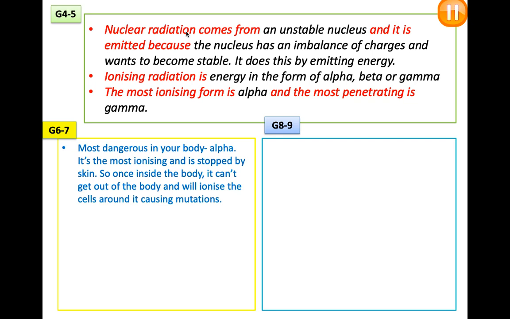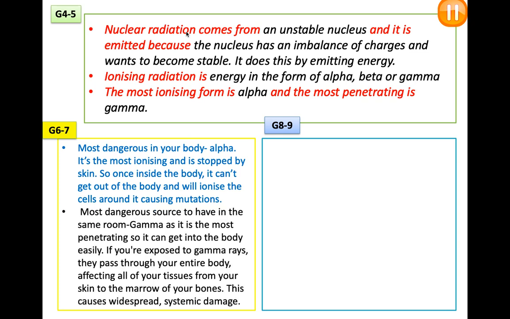Grade 6 to 7, the most dangerous in your body is alpha. It's the most ionizing and is stopped by skin. So once inside the body, it can't get out and will ionize the cells around it, causing mutations. The most dangerous source to have in the same room is gamma, as it is the most penetrating, so it can get into the body easily. If you're exposed to gamma rays, they pass through your entire body, affecting all of your tissues, from your skin to the marrow of your bones. This causes widespread systemic damage.